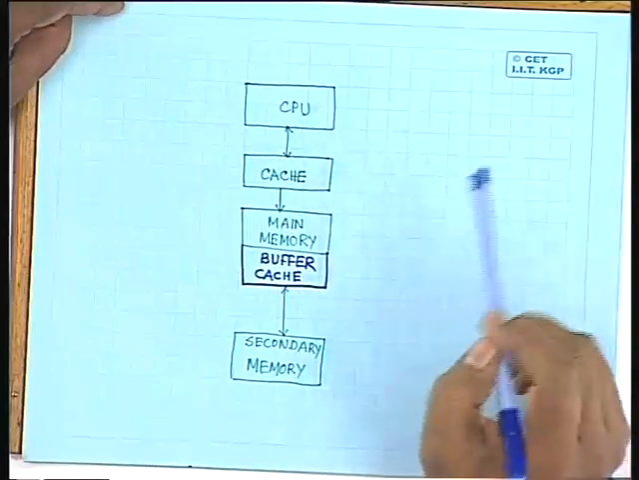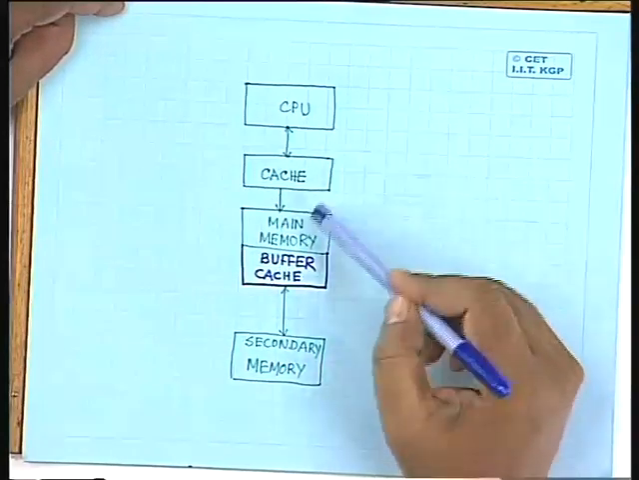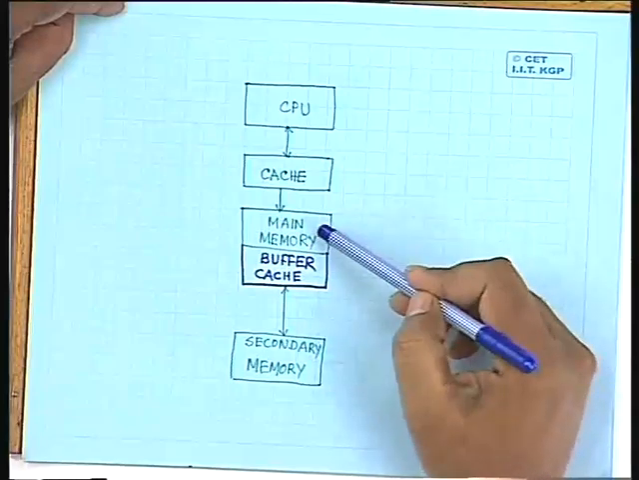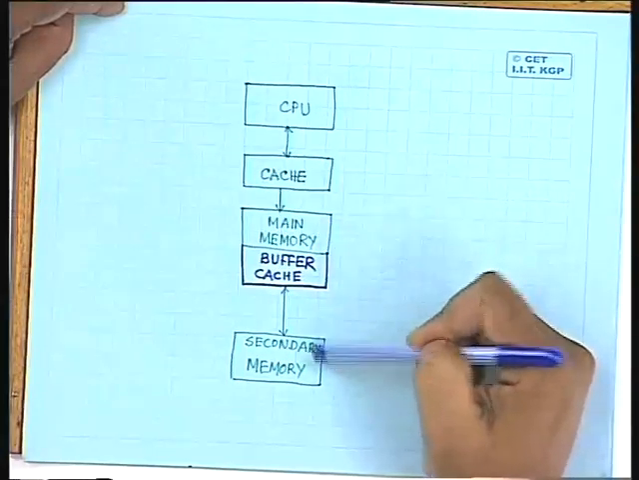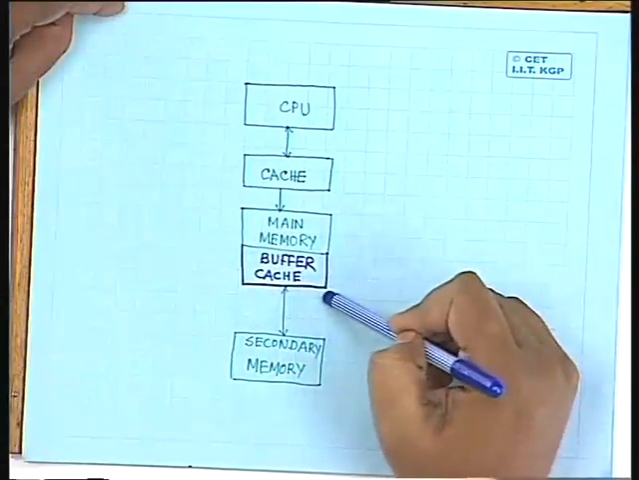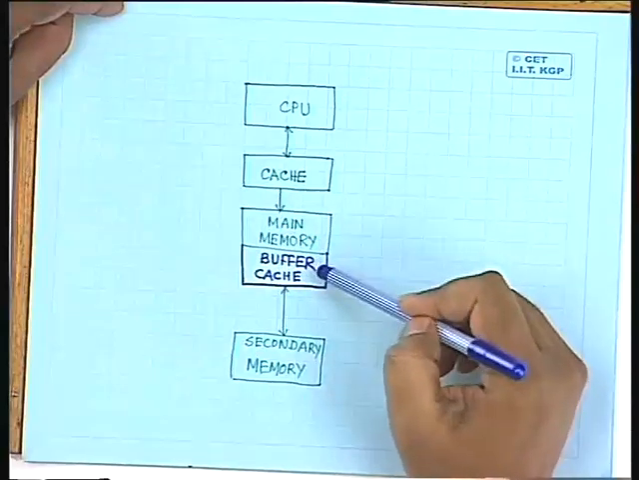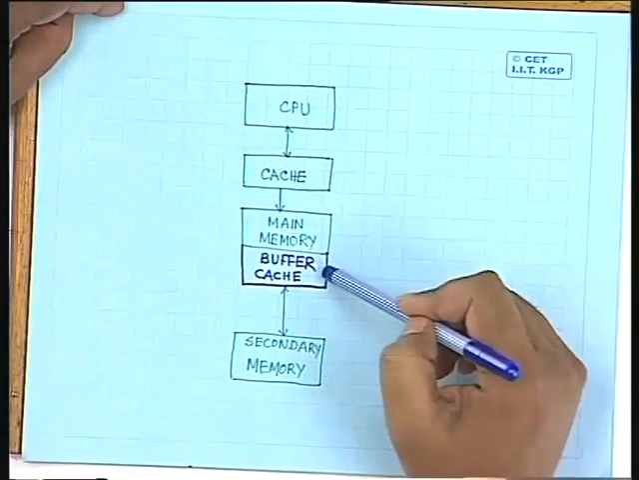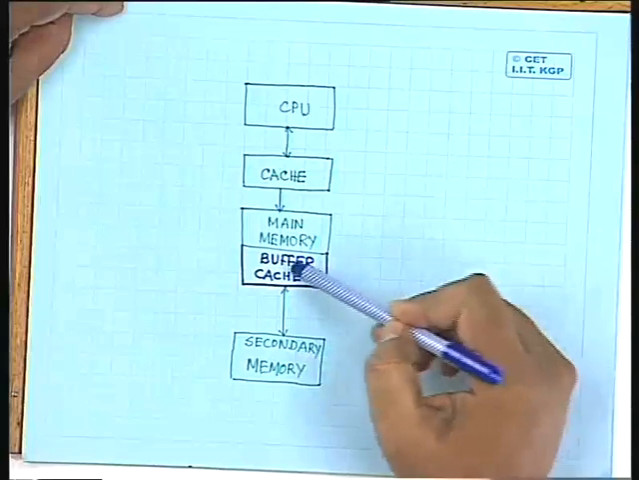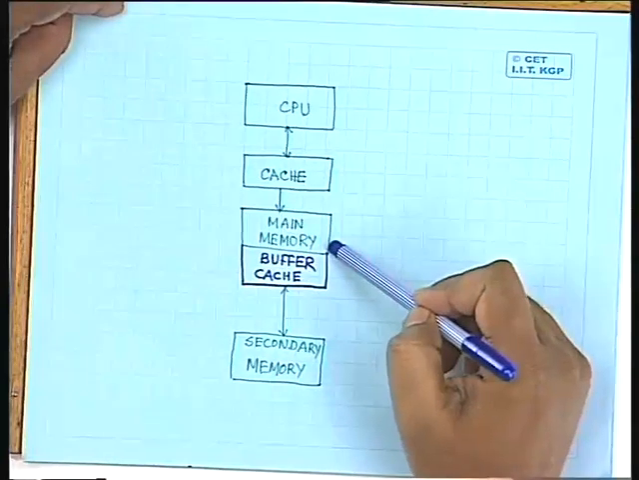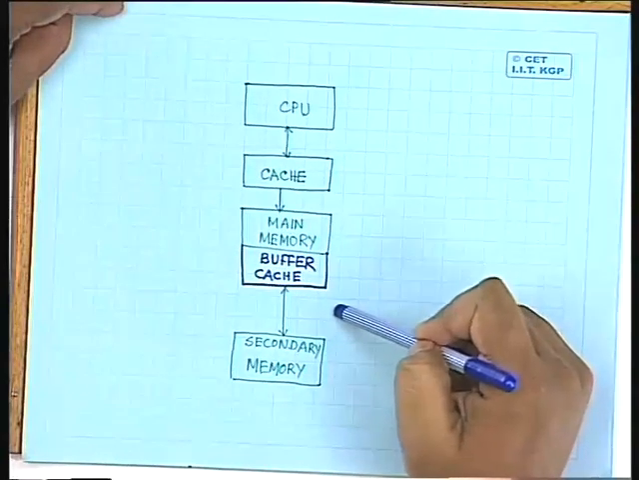direct access to the CPU. Now we have said that in between these two levels, that is main memory and secondary memory, we introduce one more level, which is called a buffer cache. This buffer cache is actually an interface between the main memory and secondary memory, and it is maintained in the main memory under direct control of the operating system.